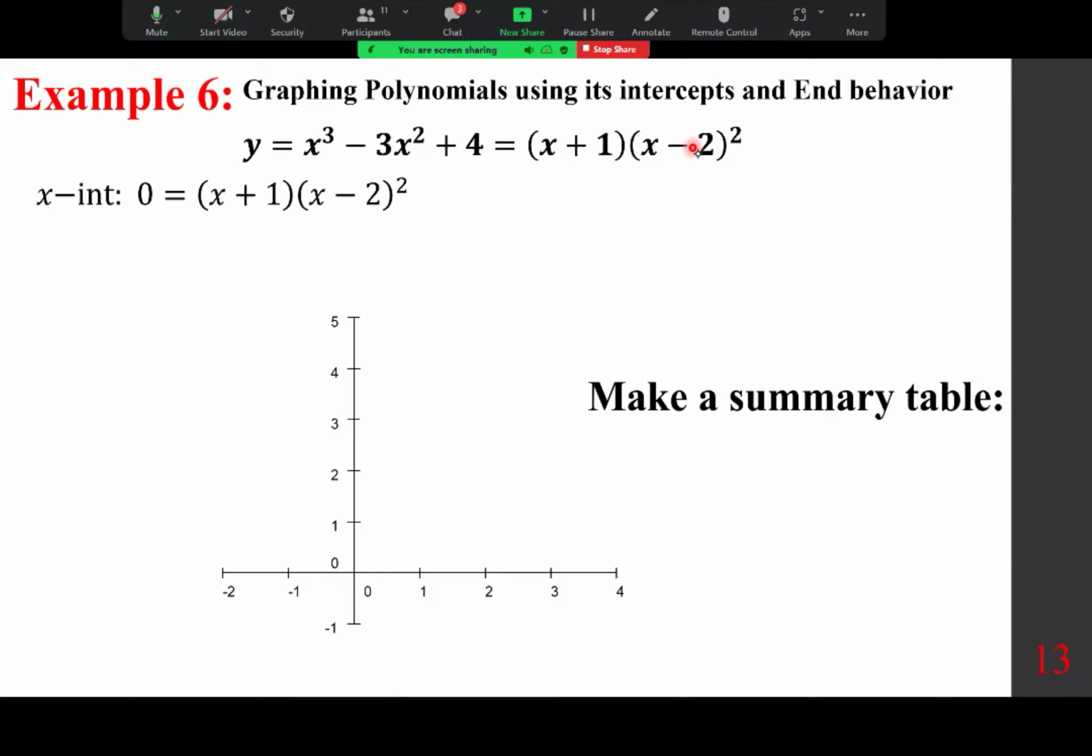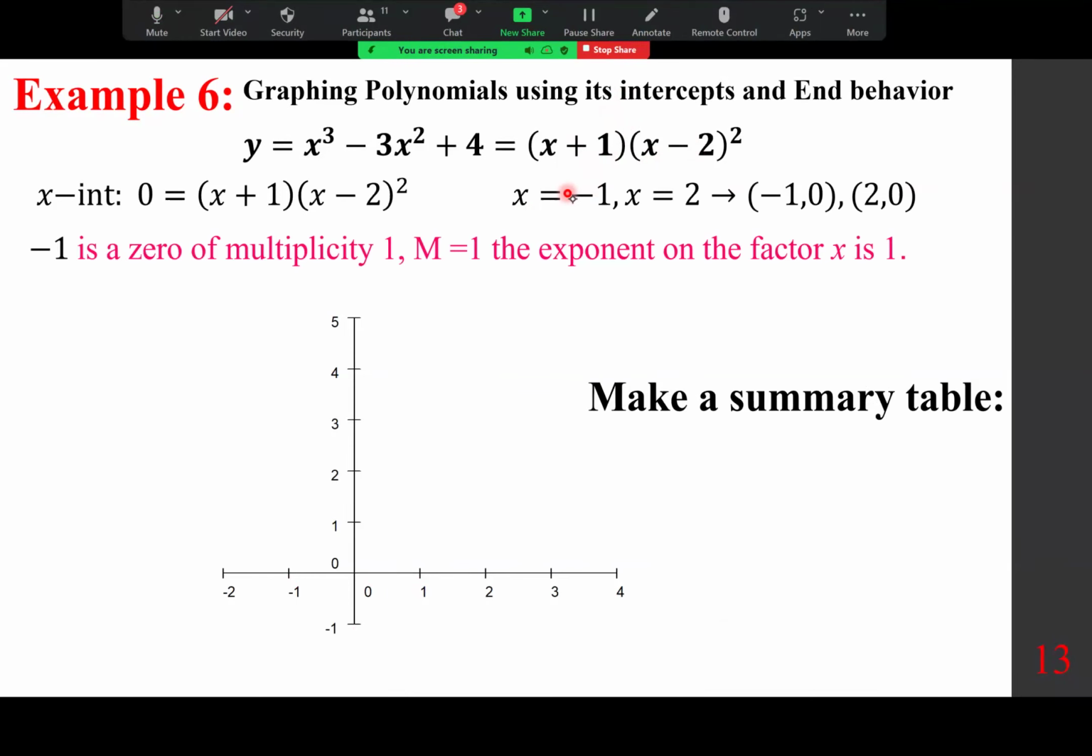So we have -1, 0 and 2, 0. So we found 2 x-intercepts. And as far as the multiplicity is concerned, this doesn't have any exponent. That means exponent is 1. So this one has a multiplicity 1. But 2 has a multiplicity 2 because the exponent is 2.